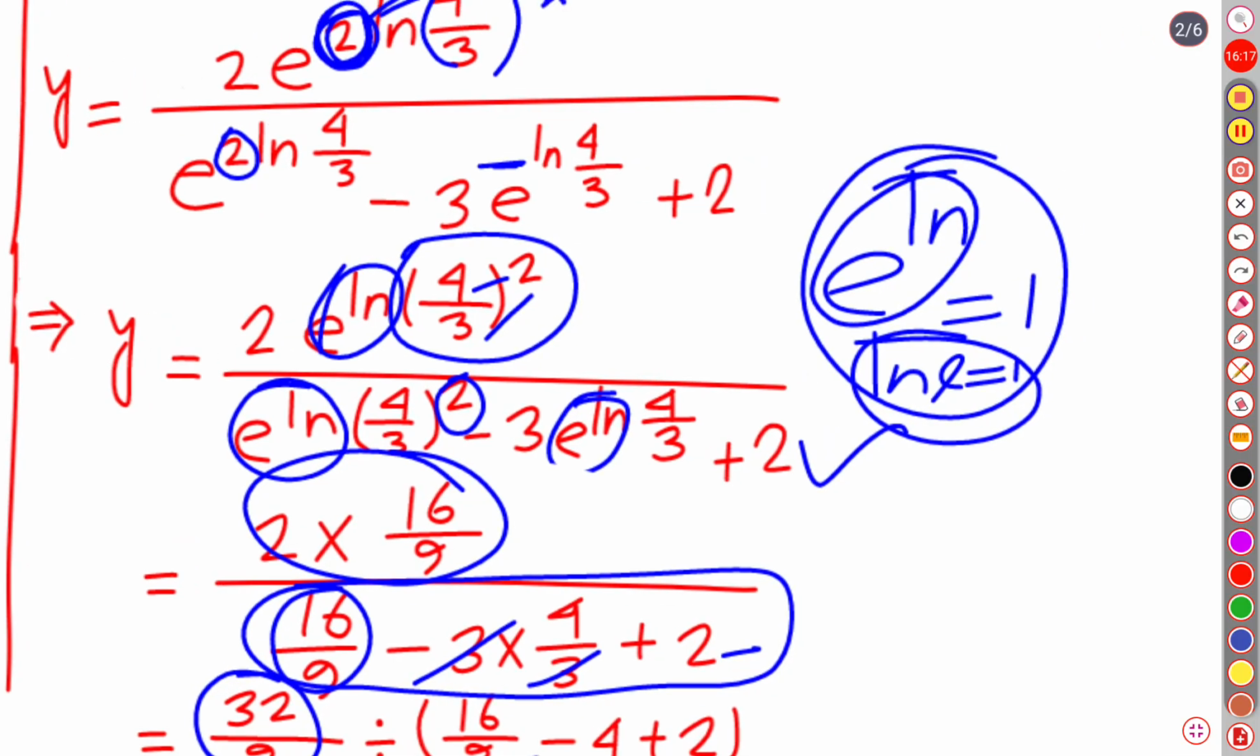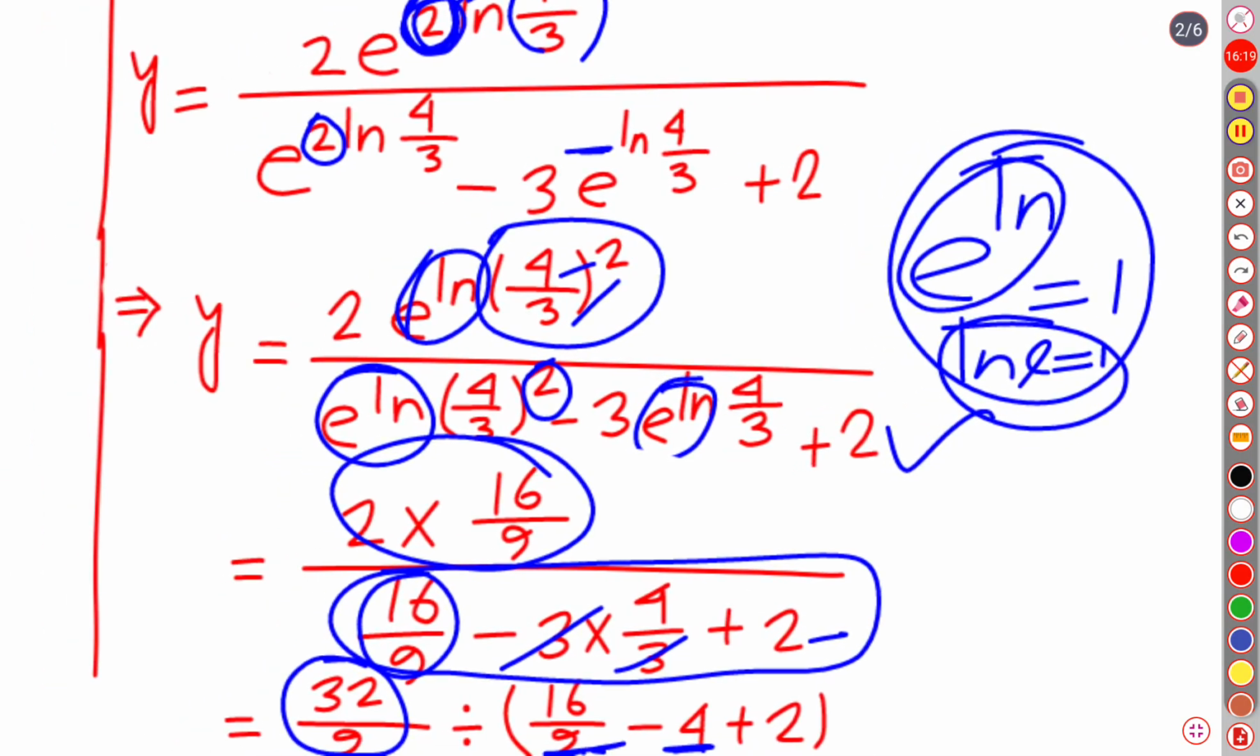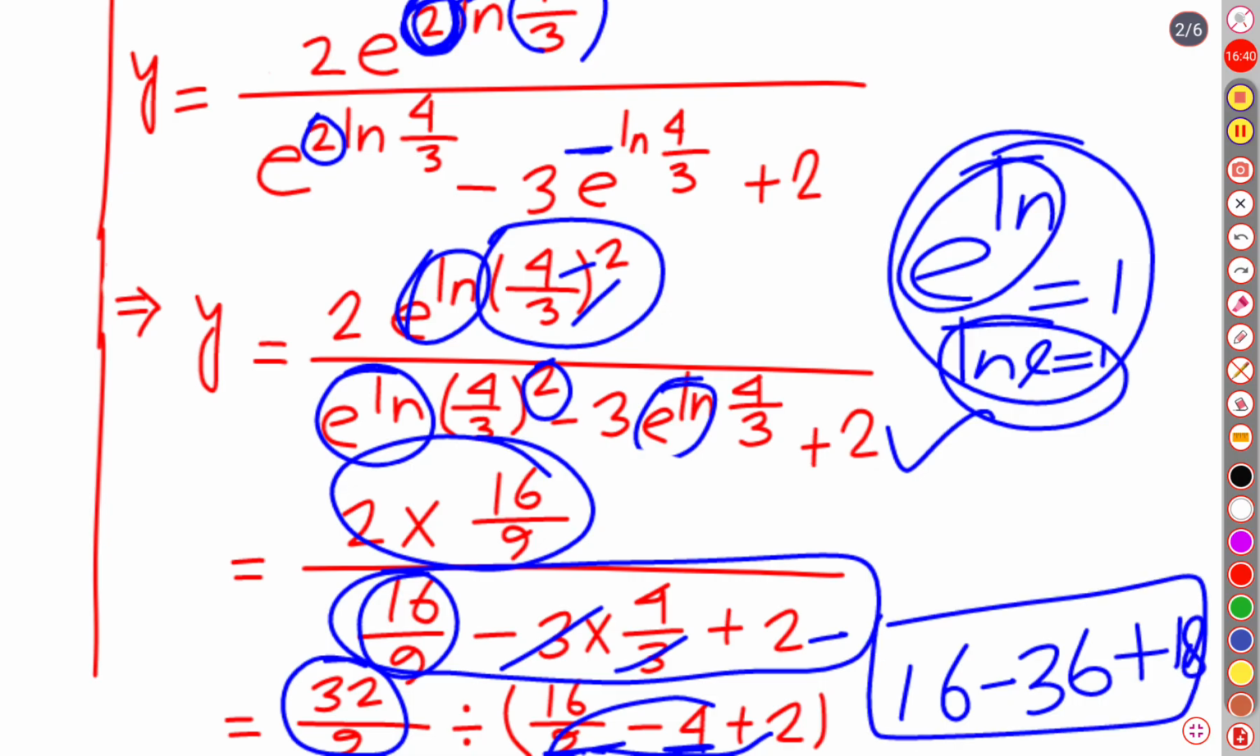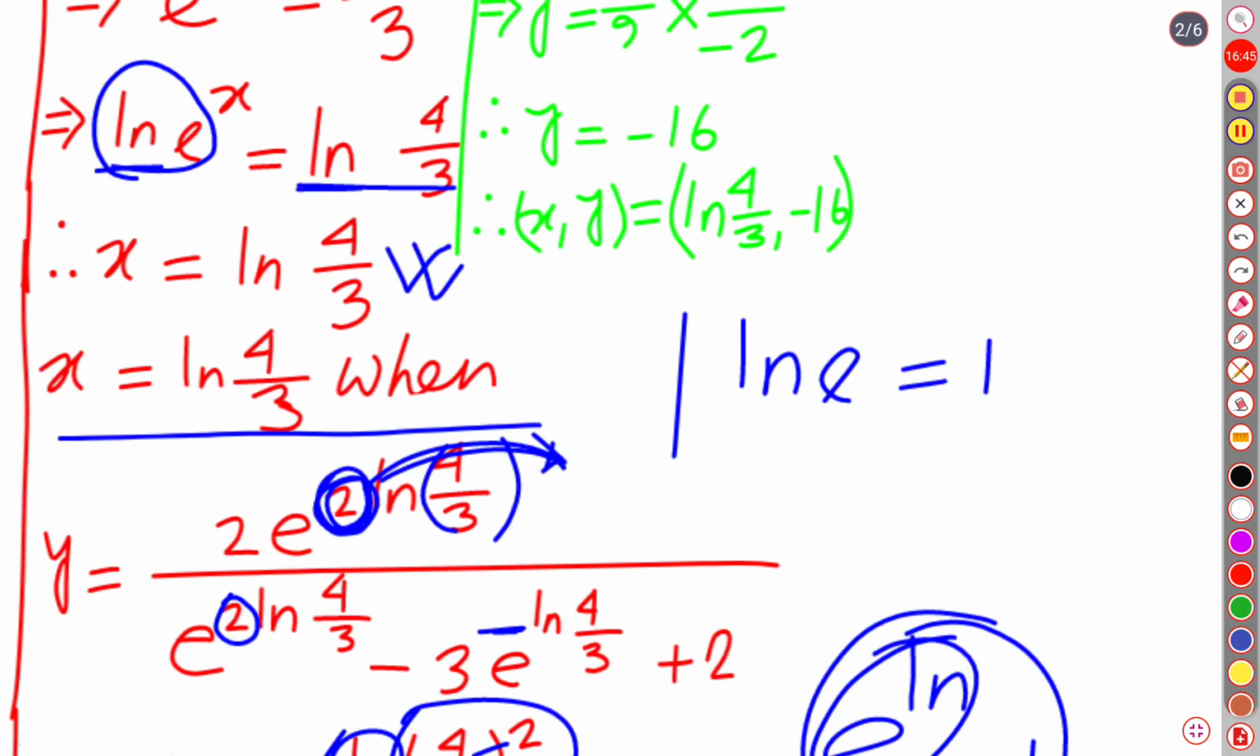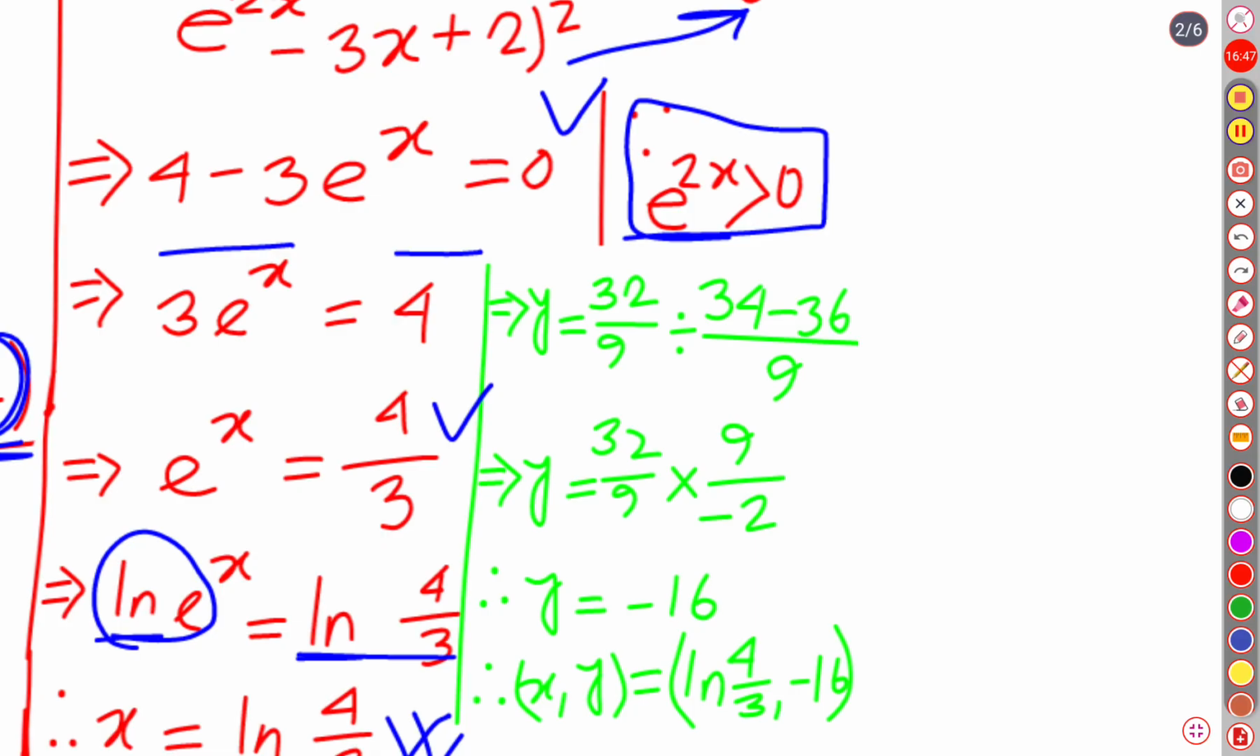9 fours are 36. So negative 36 plus 9 twos are 18. Okay, so it is actually 16. It will look like 16 minus 36 plus 9 twos are 18. So what will happen? Negative 36 plus 18 plus 16 means negative 2. So I have written here that it is 34 minus, the first fraction is unchanged.